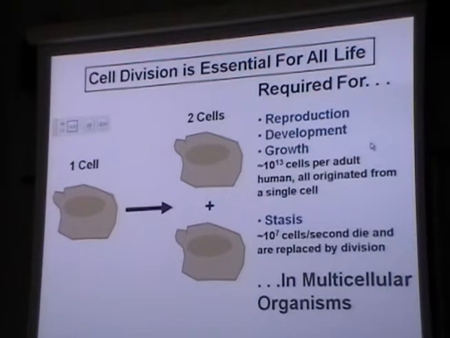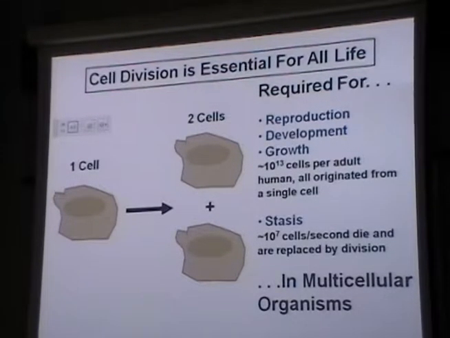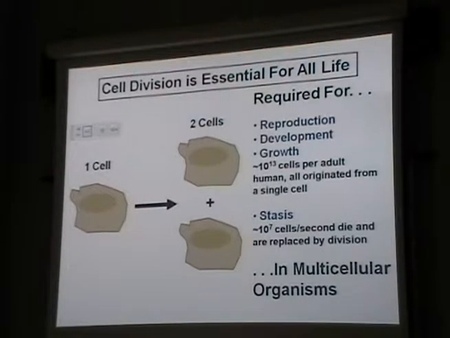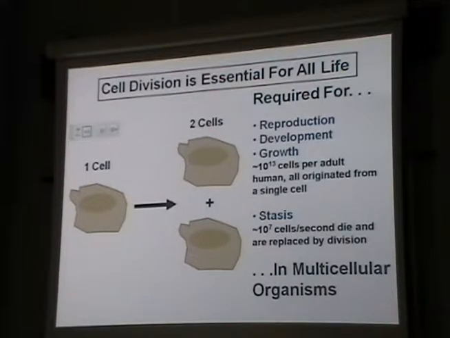Alright, so I'm starting. Cell division is really important. This is just the process by which you go from one cell to two cells. This is important for all of biology, including reproduction, development, and growth. All of you started as a single cell, and then through multiple rounds of cell division, you have as many cells as you do now. That's a lot of cell division. Even homeostasis requires continual cell division. Every second, about 10 million cells in your body die and are replaced by cell division.